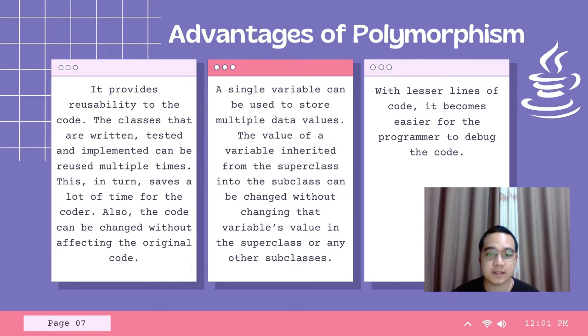Second, a single variable can be used to store multiple data values. The value of a variable inherited from the superclass into the subclass can be changed without changing that variable's value in the superclass or any other subclasses. And third, with fewer lines of code, it becomes easier for the programmer to debug the code.